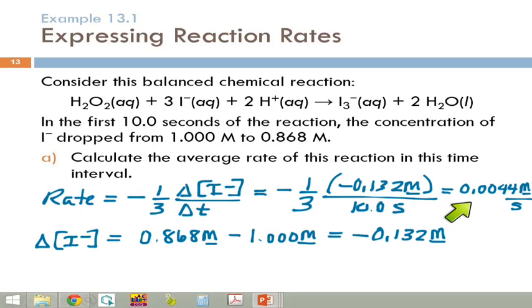And how many does this one have? 4. Leading zeros are not significant. So this one only has 2. So we need to add a 0 at the end. So 0.00440 molarity per second. Now, what about the given numbers for us?